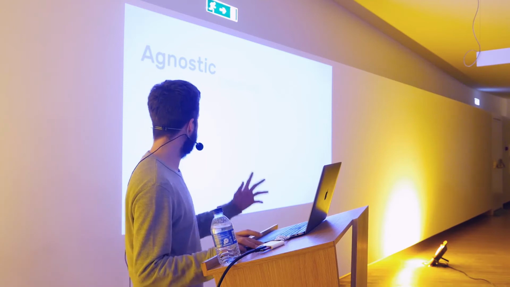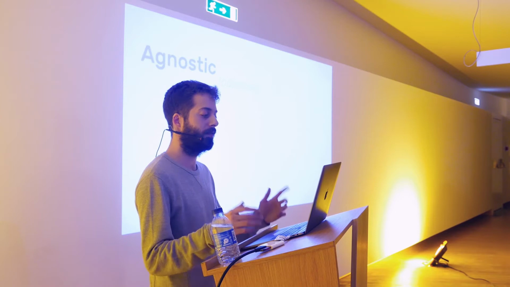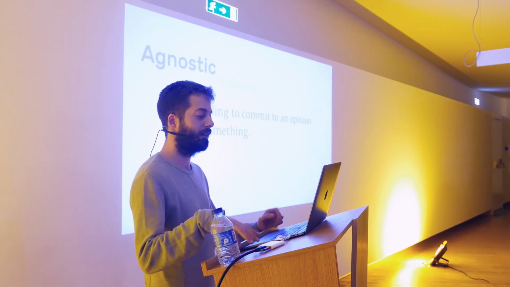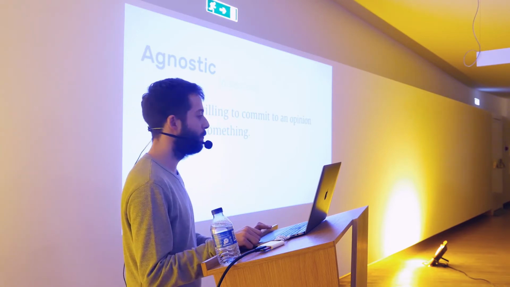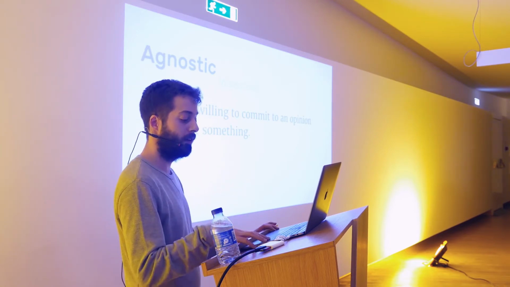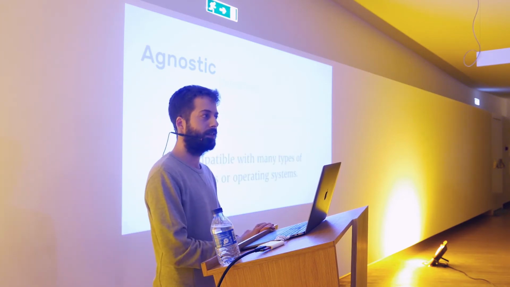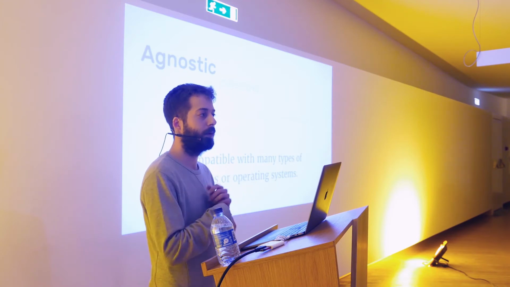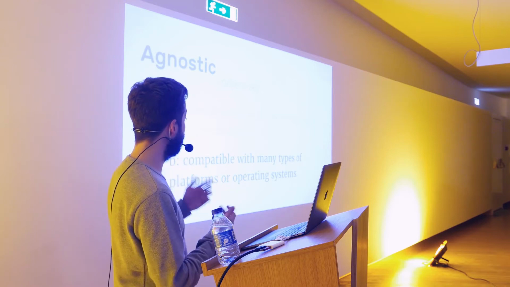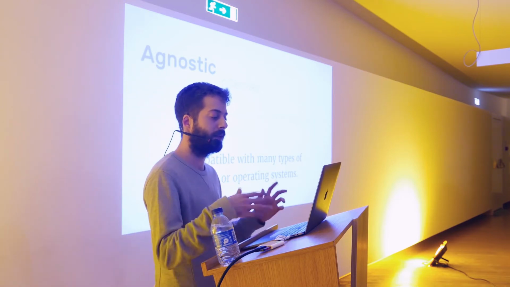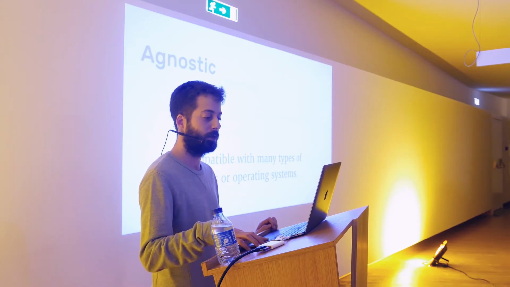So let's start. Maybe this word is a little bit weird in the beginning, so I'll start by trying to define it. When I started looking at it, I found these weird definitions, like agnostic as an unwillingness to commit to something, to an opinion about something. But I later found this definition, which applies much better to software engineering: an agnostic system is a system that is compatible with many platforms or operating systems. For me, agnostic is exactly the second one.